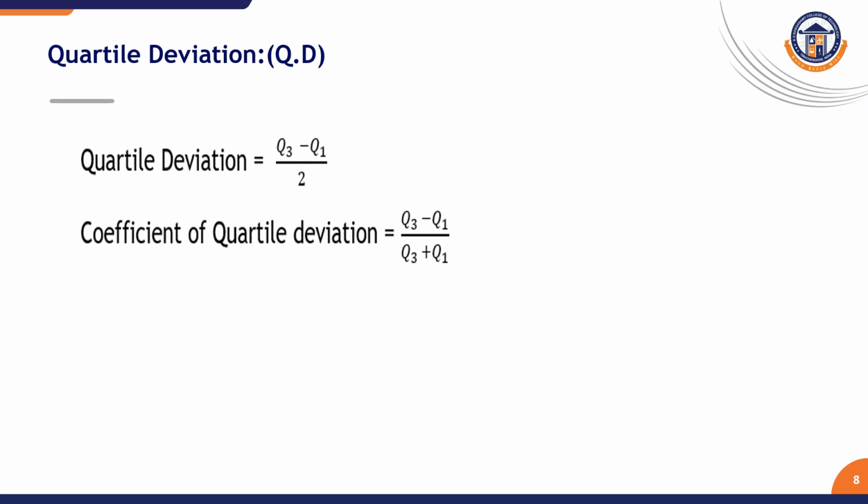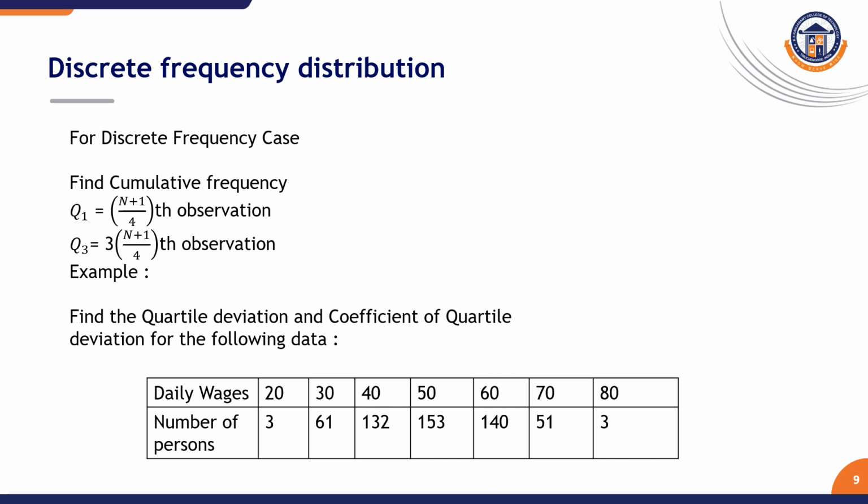Now let us see quartile deviation. The quartile deviation is given by (Q3 minus Q1) divided by 2, and coefficient of quartile deviation is (Q3 minus Q1) divided by (Q3 plus Q1). Now let us see discrete frequency distribution, how to find the quartile deviation for this category. For this category, let us find cumulative frequency first, then we have to find Q1, that is the (n plus 1) by 4th observation, and Q3, that is the 3 into (n plus 1) by 4th observation.